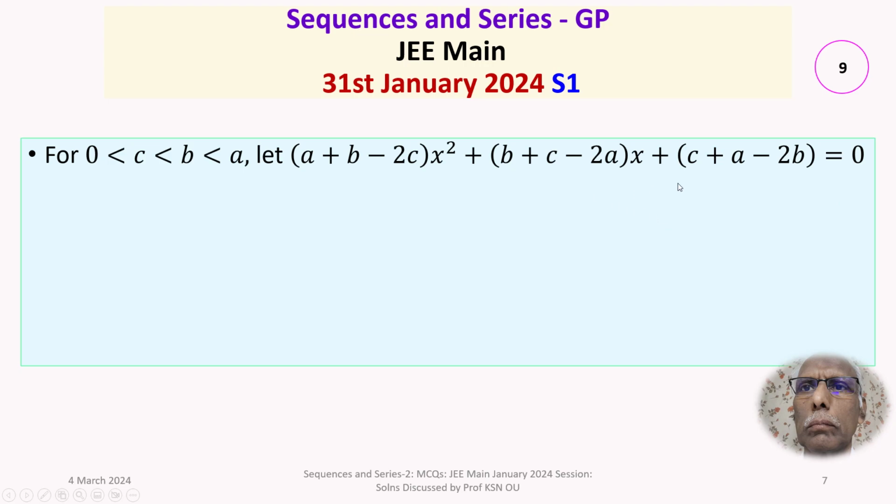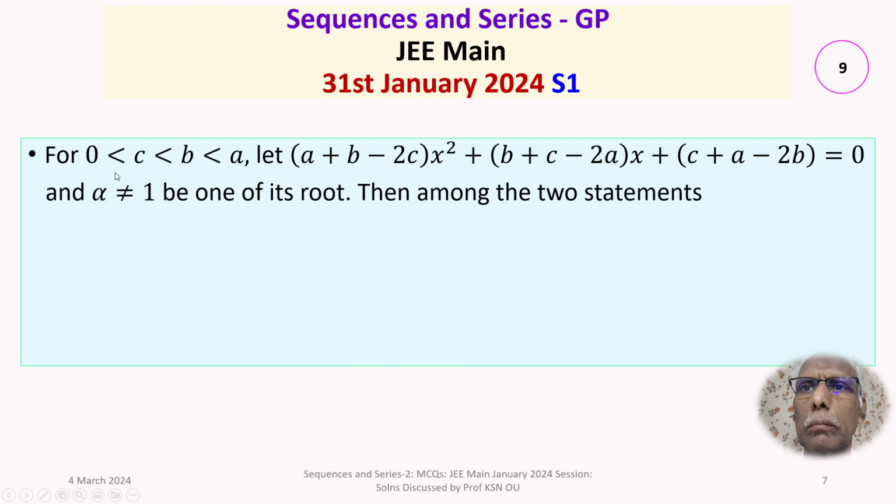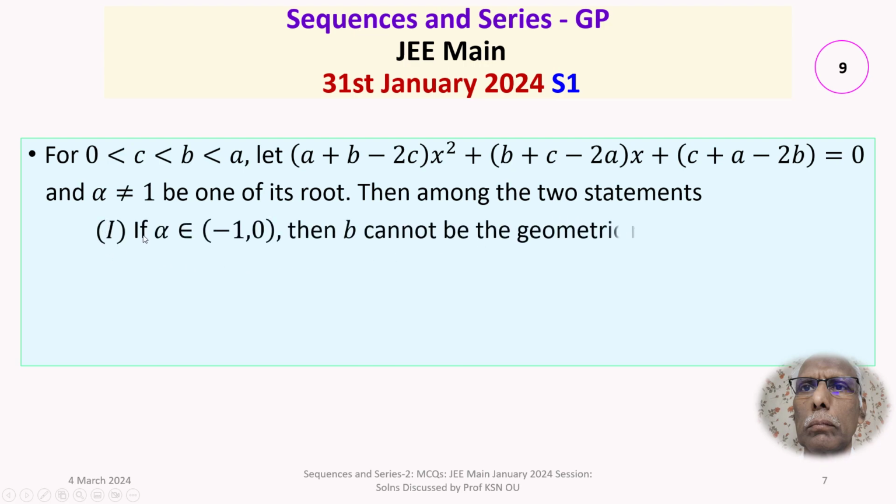It is a quadratic equation, and let alpha not equal to 1 be one of its roots. Then among the two statements, statement 1, if alpha belongs to open interval minus 1 to 0, then B cannot be the geometric mean of A and C.